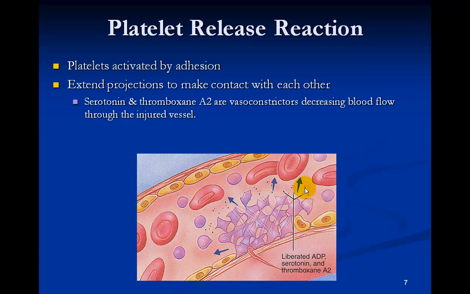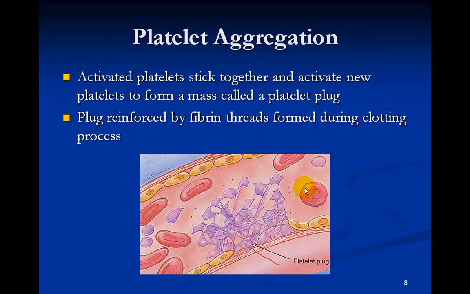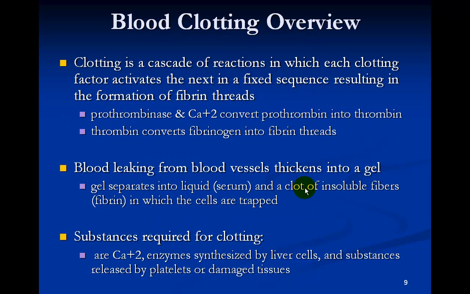Other things that are released are serotonin and thromboxane, which are vasoconstrictors, which decrease the blood flow through the injured blood vessel. Last step is platelet aggregation, and these are where the activated platelets all stick together, and they activate continuing additional platelets to form a mass called a platelet plug. Last step is the platelet plug being reinforced by fibrin threads, and that's formed during the clotting process, which we're going to discuss next. Okay, looking at the blood clotting overview.